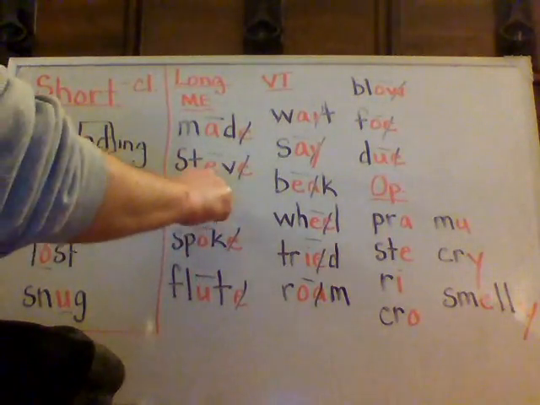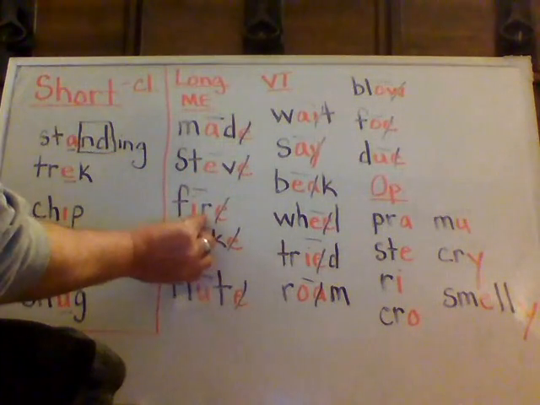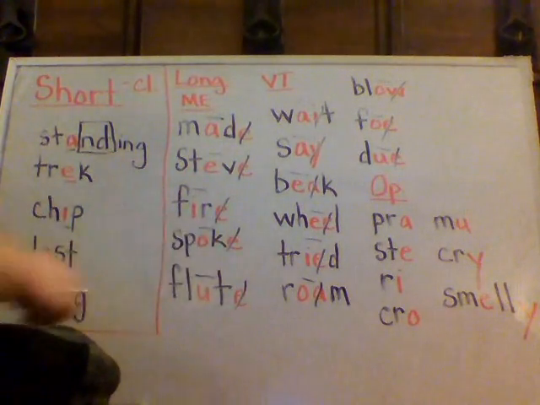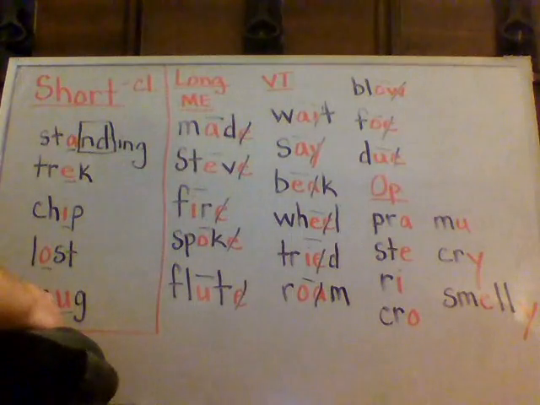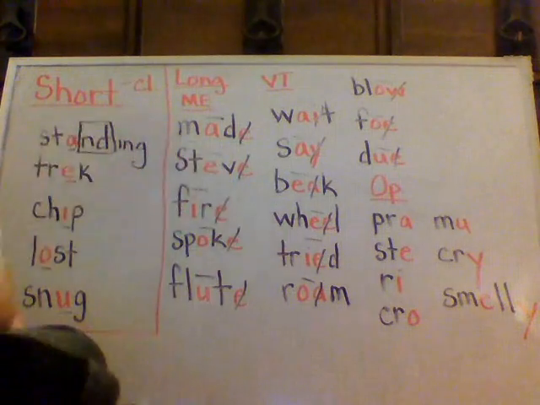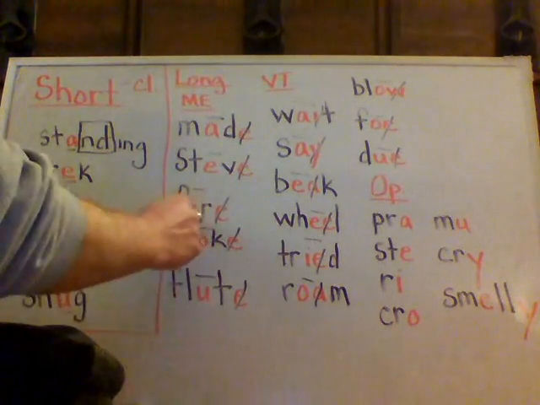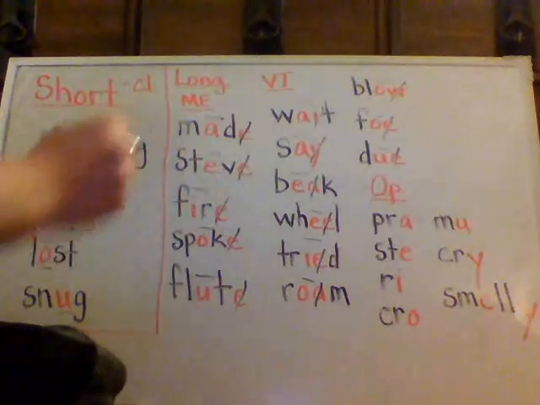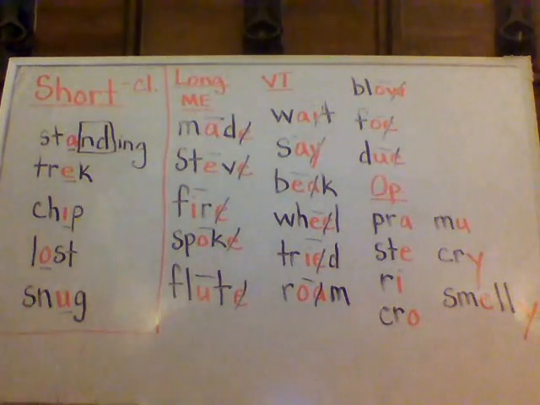Now, even though we have an R here, it's not going to be a bossy R. We have magic E at the end. So with the magic E, we're still going to have a long vowel sound with the first vowel saying its name. So this is going to have long I, fire. That R is just the consonant in between.